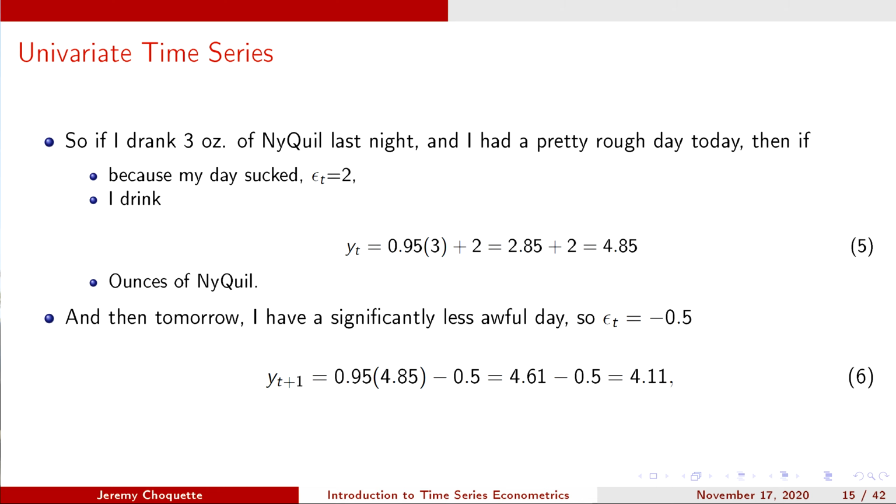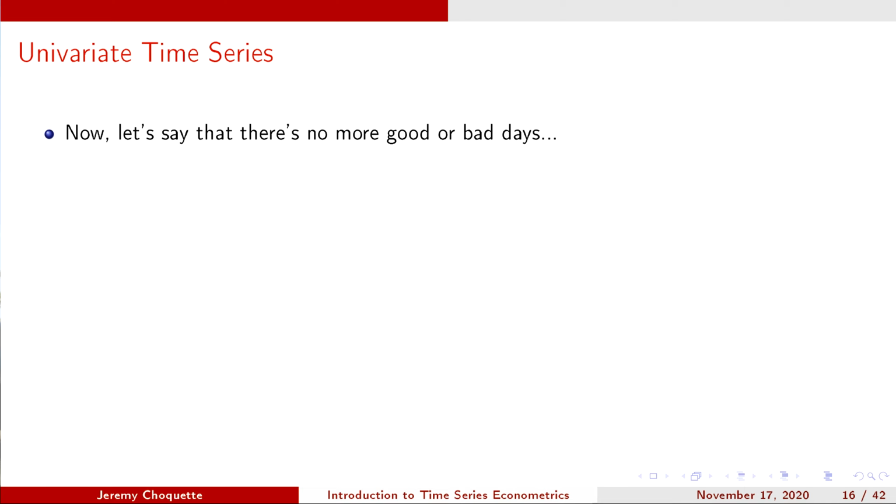So it says epsilon t equals negative 0.5. It should be epsilon t plus 1. That was my mistake. Don't sue me or leave me bad evaluations on Canvas, please. I don't know if I'm allowed to say that, but I just did, so oops. So anyways, this tells me that I'll have 4.11 ounces of NyQuil tomorrow.